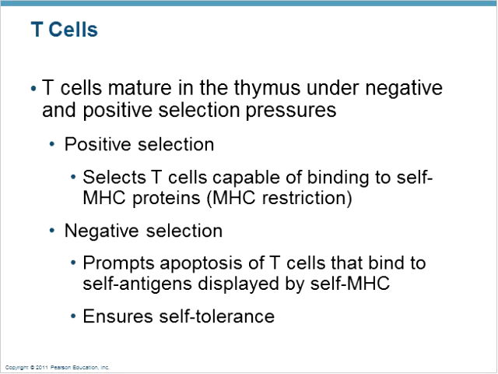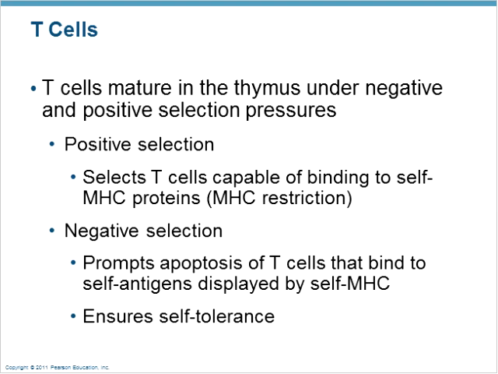T cells mature in the thymus, as we said, under what's called positive and negative selection pressure. The positive selection selects T cells capable of binding to self-MHC proteins or antigens. The negative selection prompts apoptosis of the T cells that bind to self-antigens displayed by that self-MHC. So what they're really looking for is ensuring self-tolerance, which is what we're trying to do.